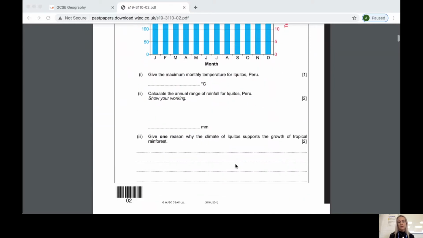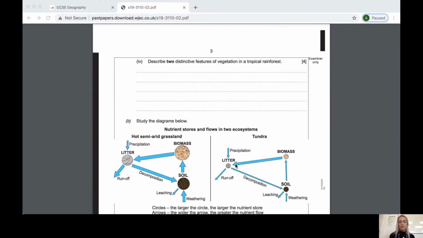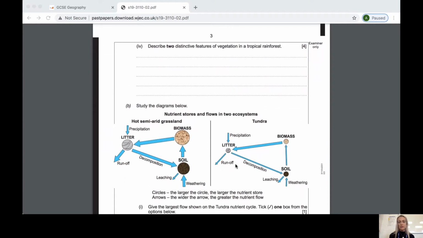Moving down here, describe 2 distinctive features of vegetation in a tropical rainforest. So think back to year 9 when you learned about tropical rainforest structure. You've got 5 layers to the tropical rainforest. So you've got the forest floor, the shrub layer, you've got the understory, then you've got the canopy, then you've got the emergent layer.